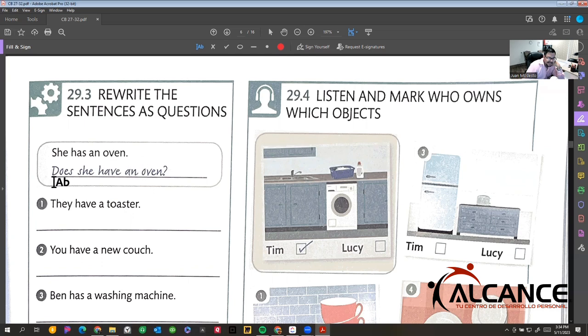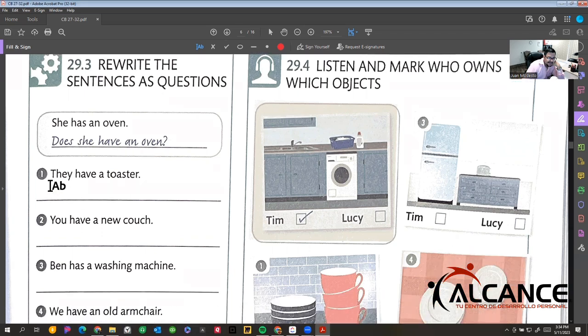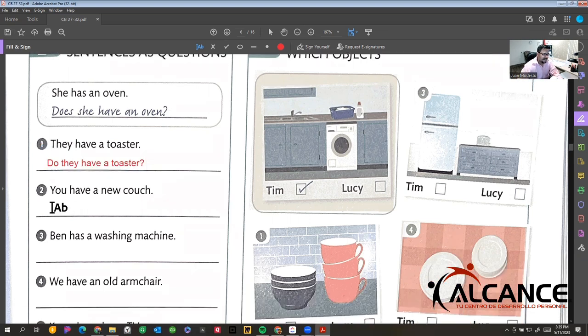To make it a question, because she is a third person, we say, does she have an oven? So for this one, they is first person. So we would say, do they have a toaster? For this one, first person, right? I'm sorry, first person. Yeah, first person. Do you have a new couch?